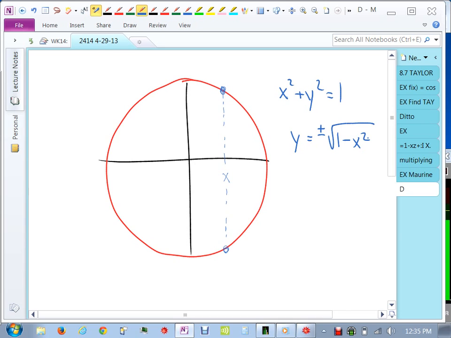So that means I plug in an x. Like let's say plug in 0 for x. It spits out positive and negative 1. So if x is 0, I'm up at the top and at the bottom. What if x is 1?